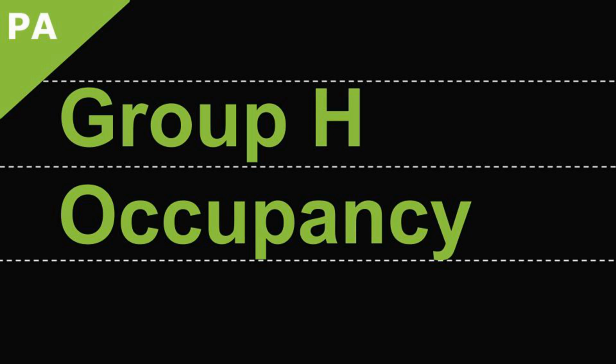Group H Occupancy. Group H is for high hazard group occupancies, including manufacturing, processing, generation, or storage of materials that constitute a physical or health hazard in quantities in excess of those allowed in control areas.